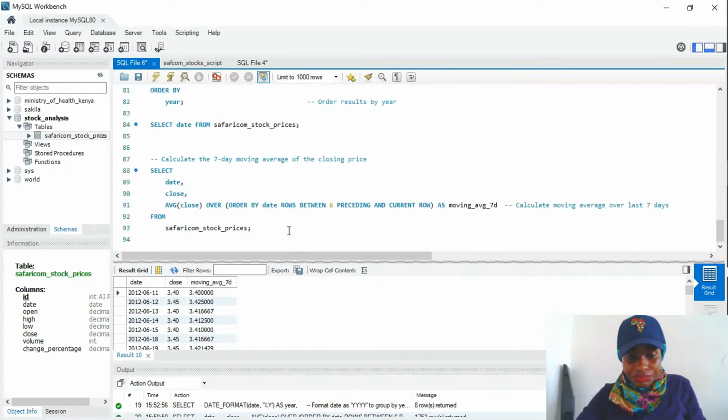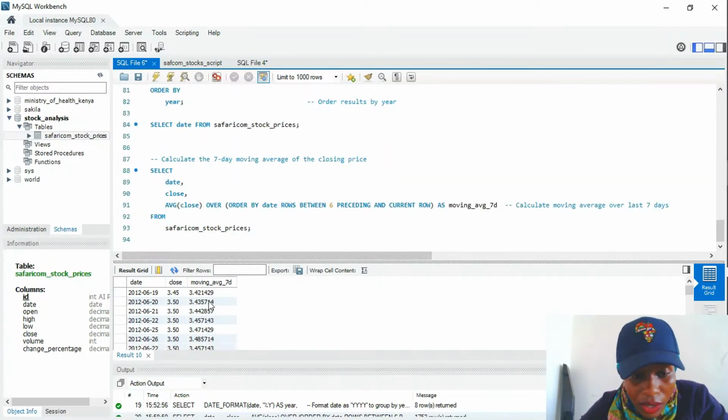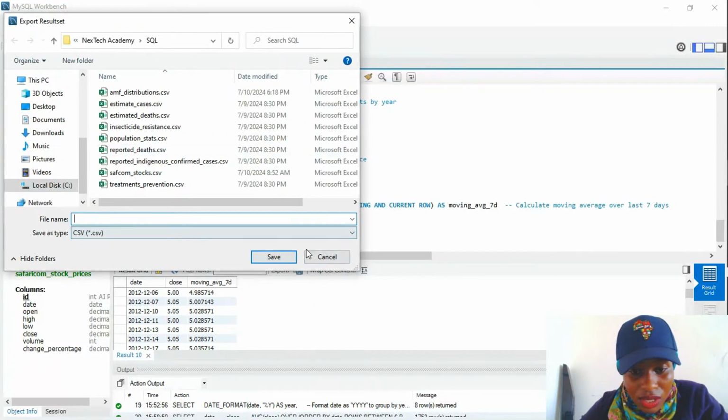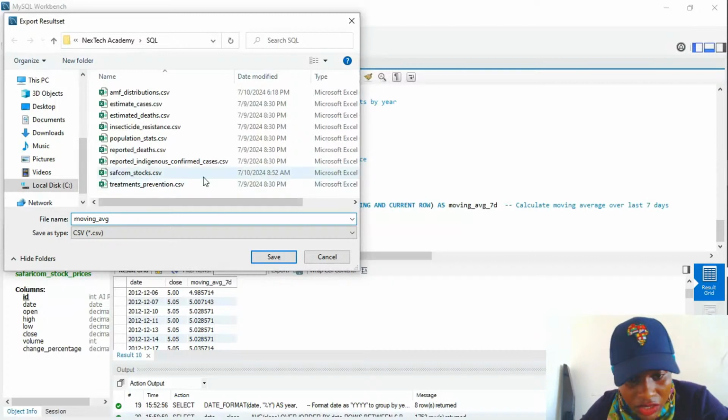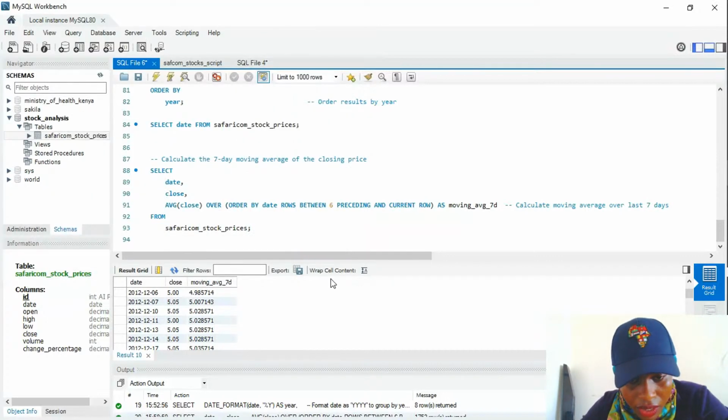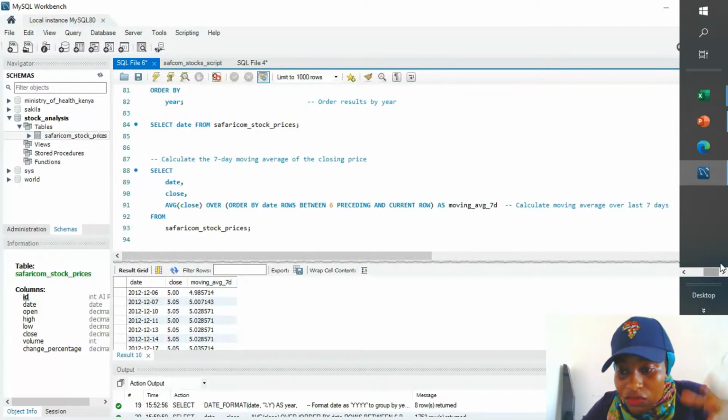So yeah, you can see now we have our moving average here. And normally you can export these to external files for visualizations. Let me just save this as moving average, and it will be saved as a CSV. And now I can go look at it and visualize it.